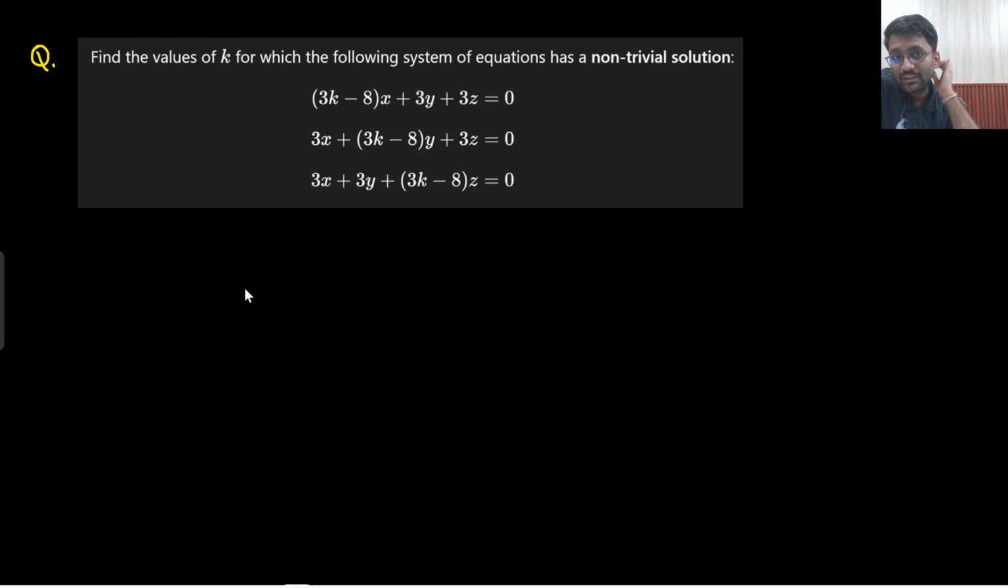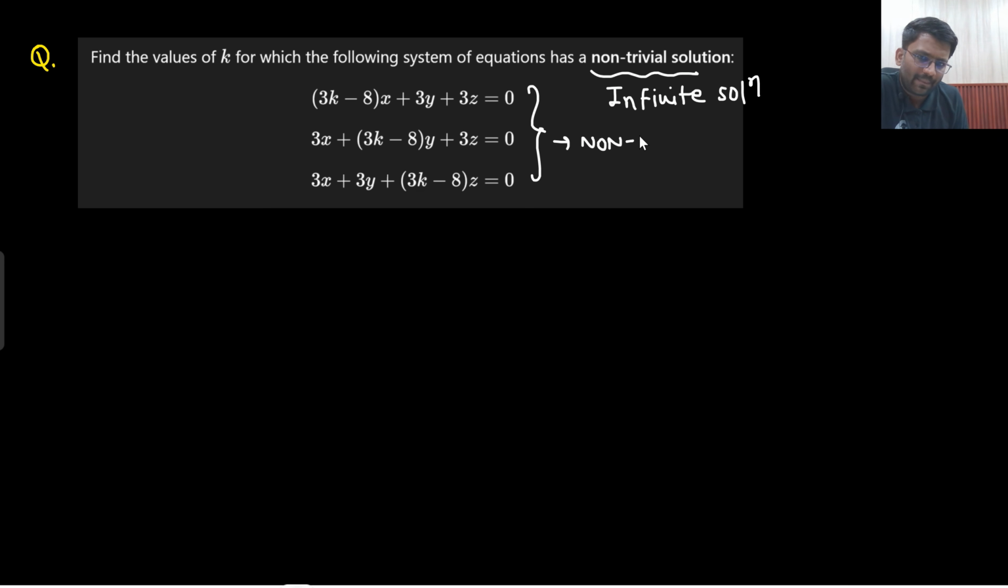Find the value of k for which the system has a non-trivial solution. What is the meaning of non-trivial solution? Infinite solution. What kind of equation is it? Non-homogeneous. Sorry, homogeneous. Sorry guys, this is homogeneous. What does that mean? The rank of A should be less than the number of variables. How many variables are there? 3. So the rank of A should be less than 3. This is what they are saying.